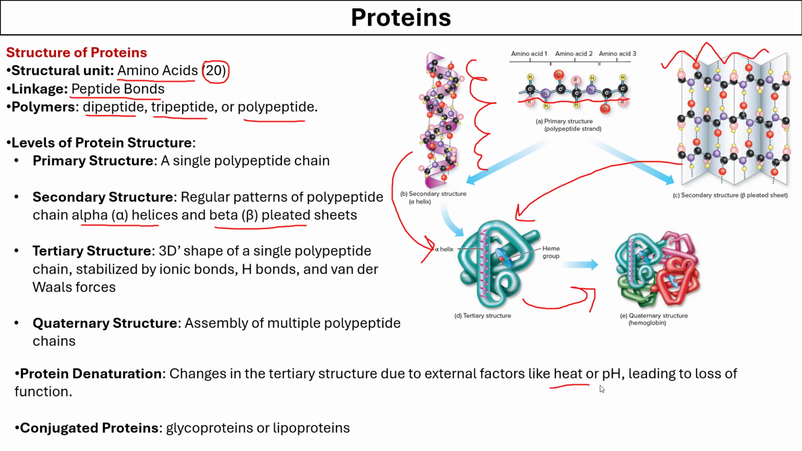Sometimes because of heat or change in pH, this 3D structure of protein gets destroyed, and this causes the denaturation of protein. Proteins lose their biological function when they lose their specific structure because of heat or pH, which is why it is very important that your body maintains a pH and a specific temperature. Proteins can also conjugate with different sugars, make glycoproteins, or different lipids and make lipoproteins.